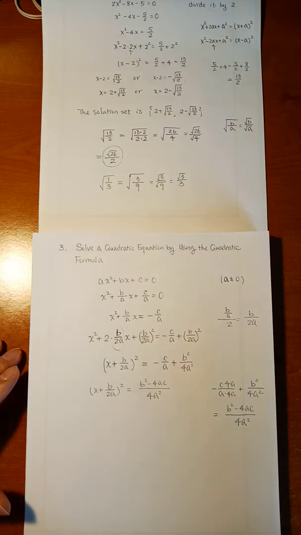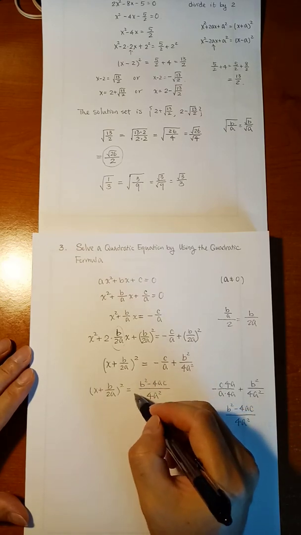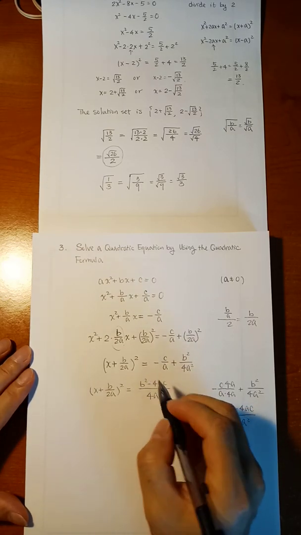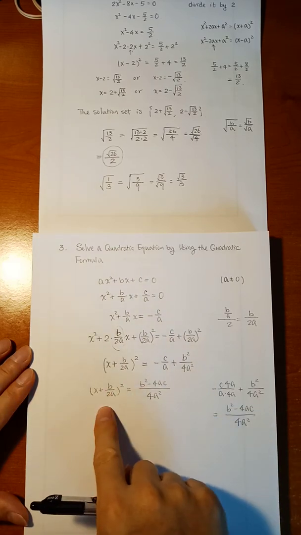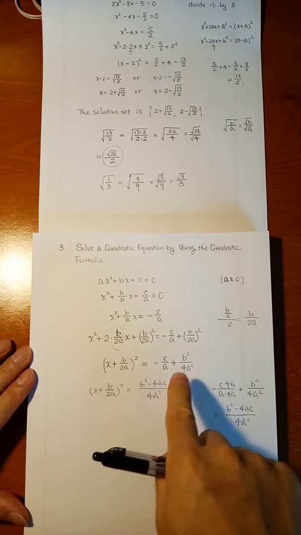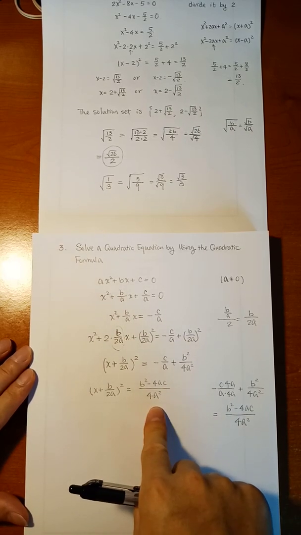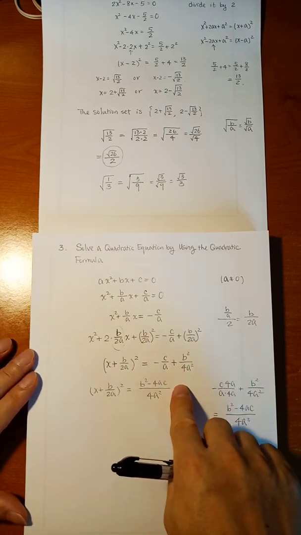Now we have some discussion. If this right hand side is negative, a square is not equal to a negative number. And this ratio is negative. The denominator is positive, 4a squared is always positive. So the ratio is negative means the numerator is negative.